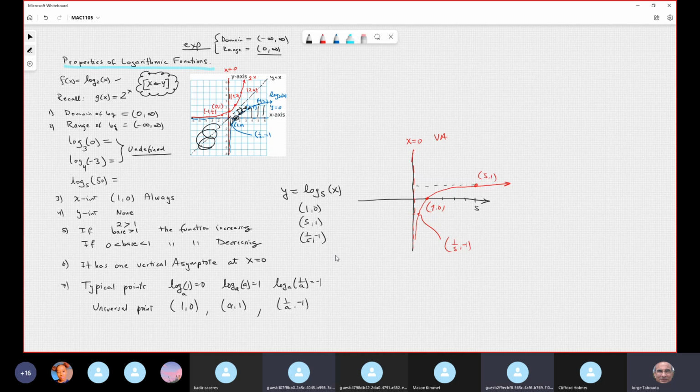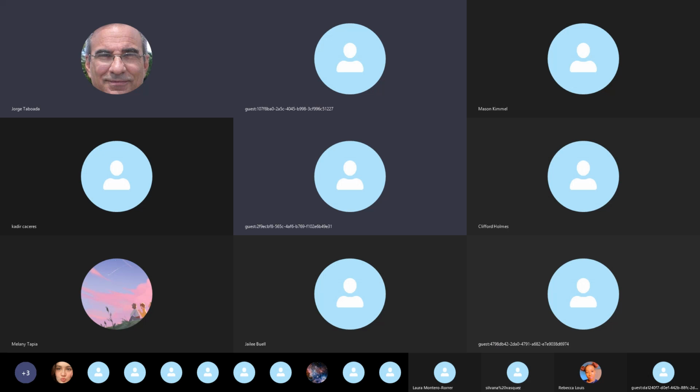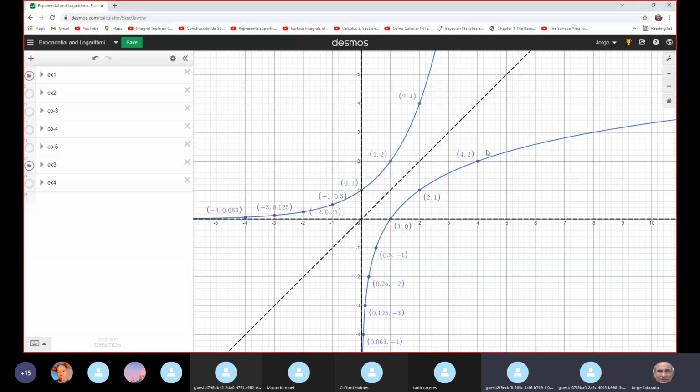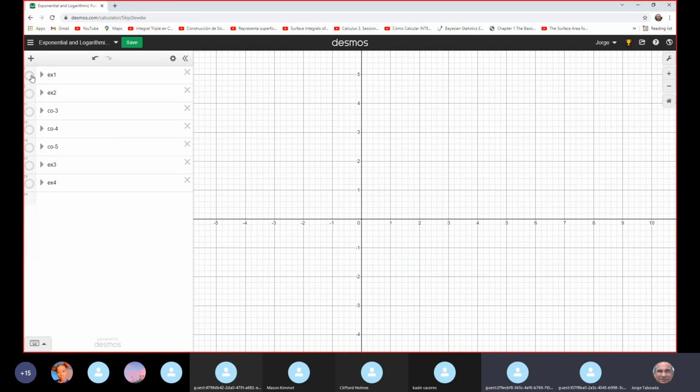Okay, so I propose you now go to Desmos to see this idea more clearly. Let me share the screen to see Desmos. Okay, do you see Desmos? Well, let me start at the beginning. First the exponential, which is 2 to the x. We saw it in the last class.